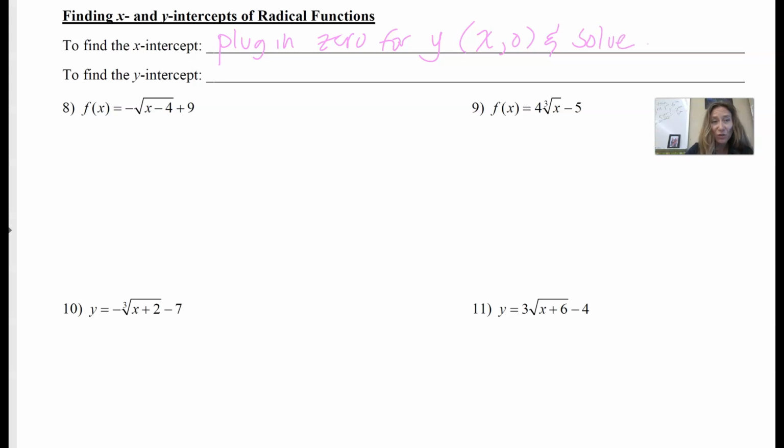The opposite is true for finding the y-intercept. It's plug in 0 for x, so that it's 0 comma y, and solve. So we're going to solve using the same methods as before. Most of the time when we're finding the y-intercept, we don't necessarily have to solve. We'll more likely simplify.